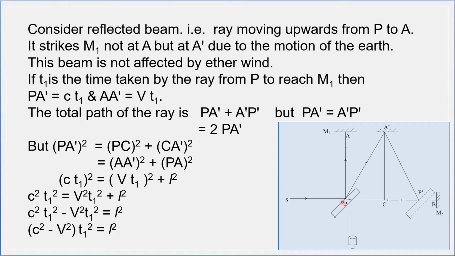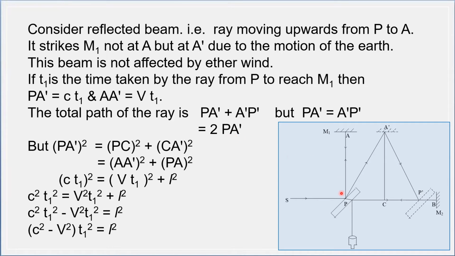Then the total path P to A dash to P, that is P A dash plus A dash P, but both will be equal. See, this will get reflected from A dash, and again the apparatus is moving, so it will not get incident here, but somewhere here at P dash on the mirror M2, and this length will be equal. So P A dash equals A dash P dash, that is 2 P A dash.